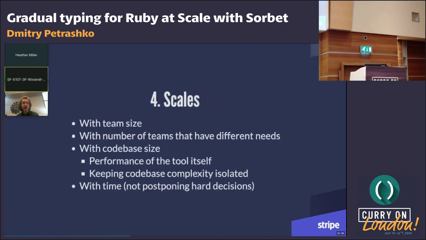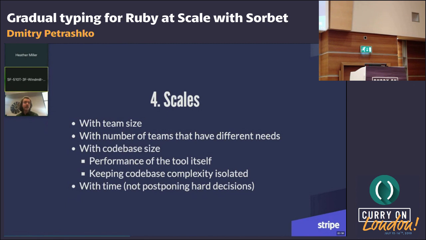The next one is scaling. We need the type system to scale in speed, team size, code base size, and time. By time, I mean that we're not postponing hard decisions. Stripe already has a large code base. We believe that we're one of the largest Ruby code bases in the world, if not the largest, and we expect it to only get bigger. So it's important for us to make sure that the tool that today allows people to stay productive, with a fast iteration cycle, will not become slow in several years from now.